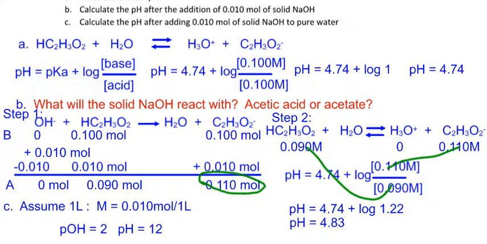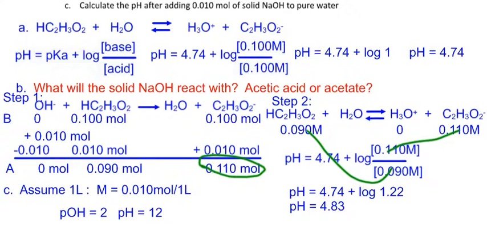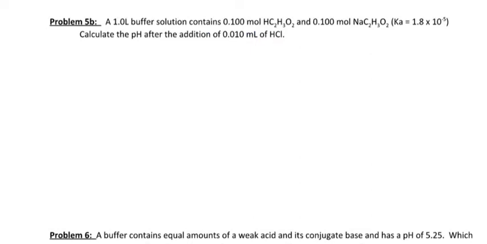So let's see what problem 5B is saying. Well, what's different in 5B? Why is this problem 5B? Well, it's the same setup as before, but this time, what am I adding? I'm adding some acid. So what question are you going to ask yourself? That is the first step. You have to ask yourself that in order to go on.